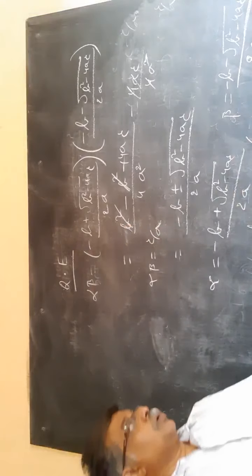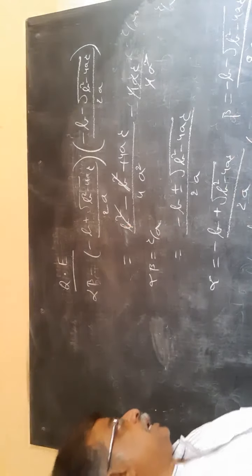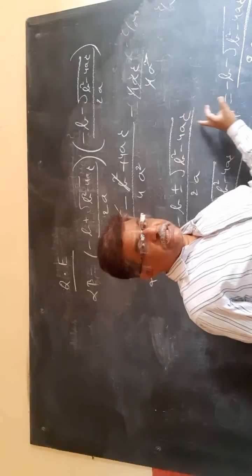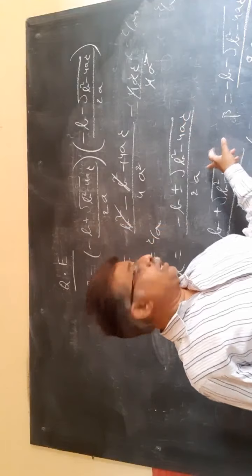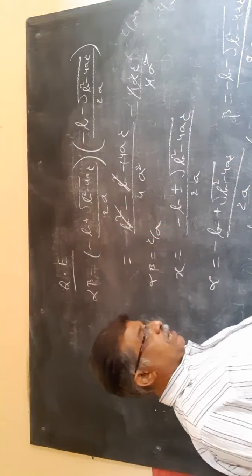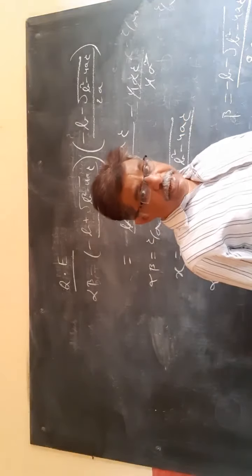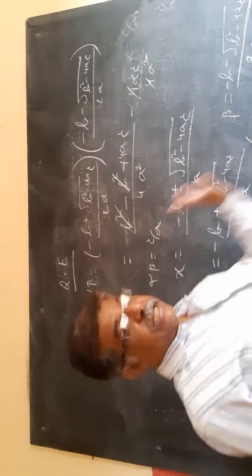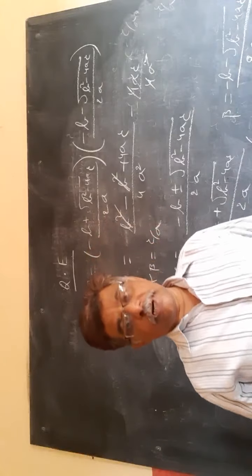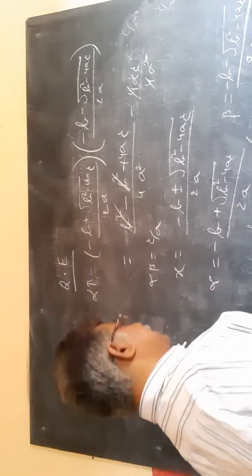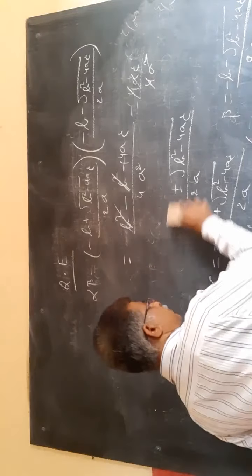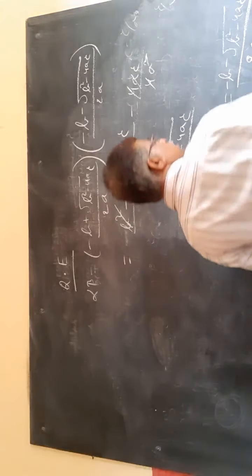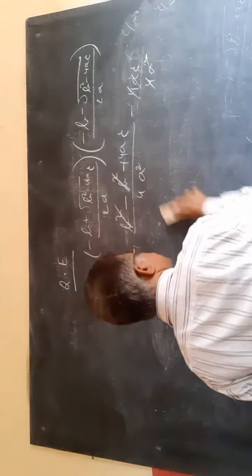So what are all the final results we got? x equal to minus b plus or minus root of b square minus 4ac by 2a, the sum of the roots alpha plus beta equal to minus b by a, and the product of the roots alpha into beta equal to c by a. All these you learned in your 10th class only. Sum of the roots is minus b by a, product of the roots is c by a.